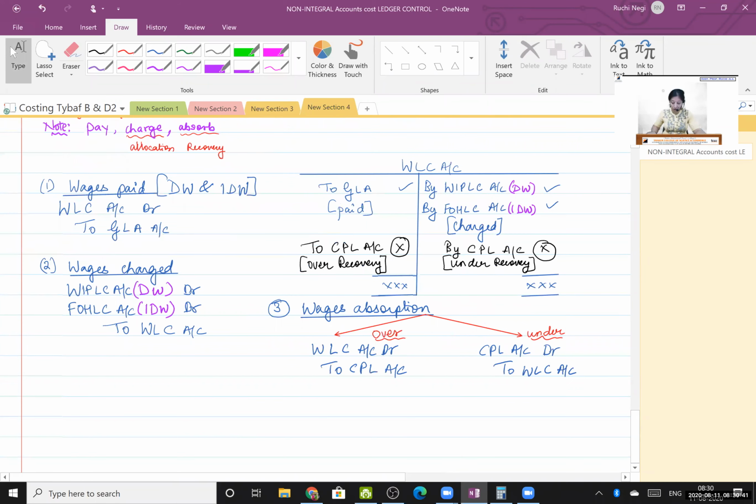Is this clear? Acknowledge it in the chat box. Did you understand? Pay, charge, absorption. Pay, charge, absorption. Remember this.